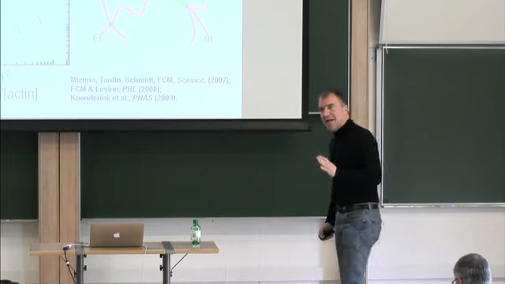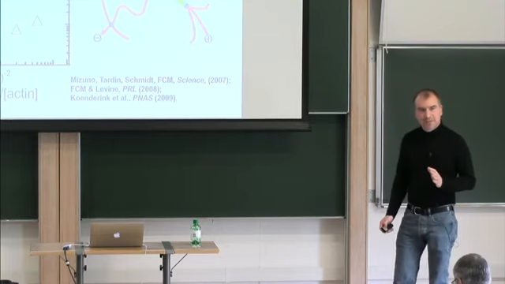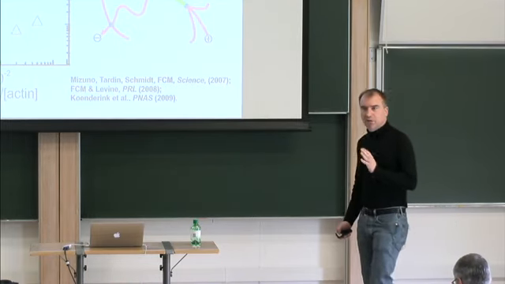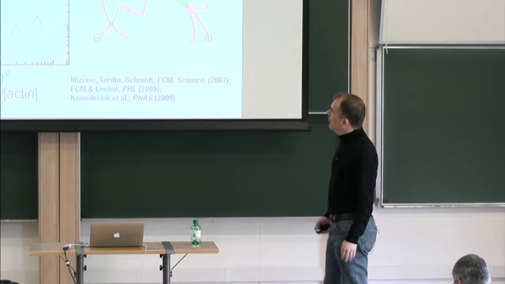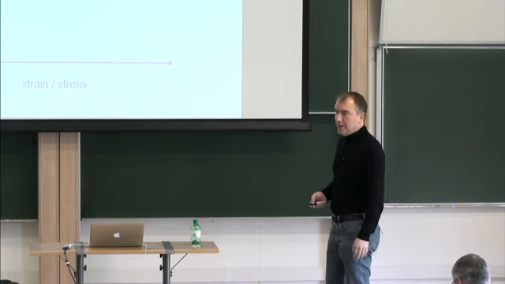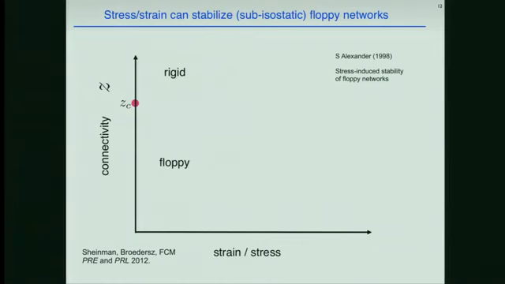But I want to go back to that isostatic point, the point of limited stability or marginal stability, and ask what happens when you add stress or strain into this picture. And this actually goes back to some beautiful work of people like Shlomo Alexander and others years ago, asking questions about stress or strain stabilized networks.